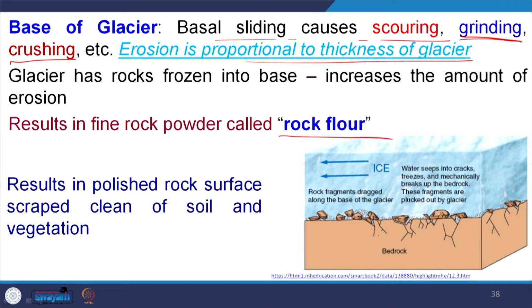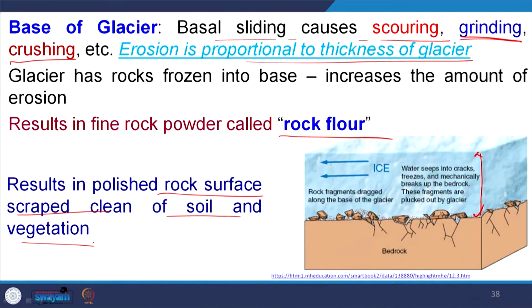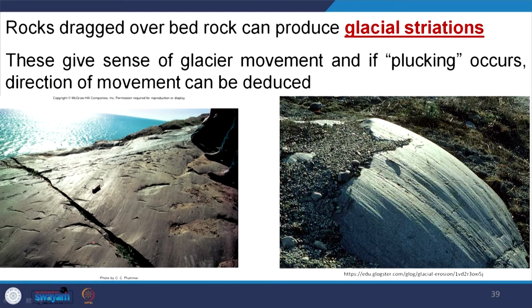Now, if you see here, this is the glacier, the thickness of this glacier ice, and these fine-grained materials are the rock flour, because crushing and grinding are there. So, rock flour is generated, and the result is a polished rock surface, scrubbed clean of soil and vegetation. If you see here, these rocks dragged over the bedrock can produce glacial striations. Glacial striations are these linear structures, lineations.